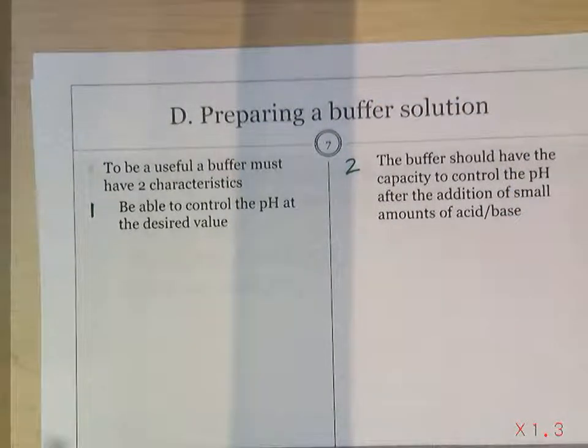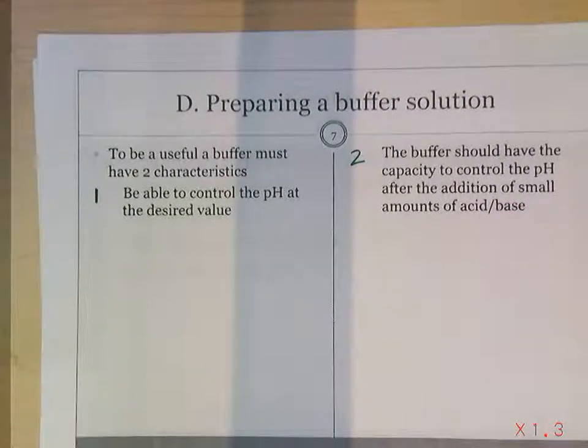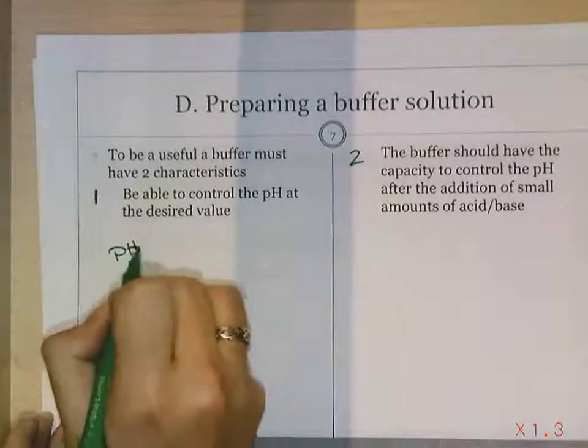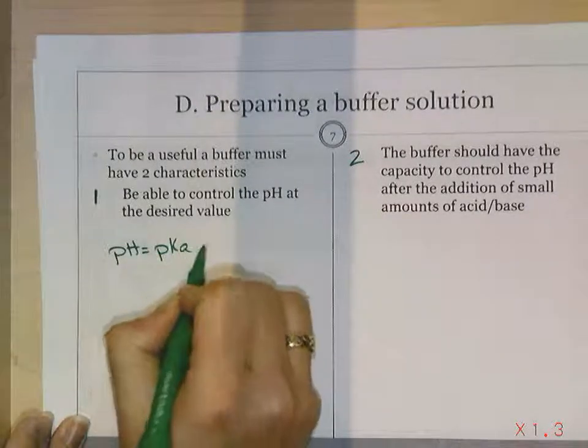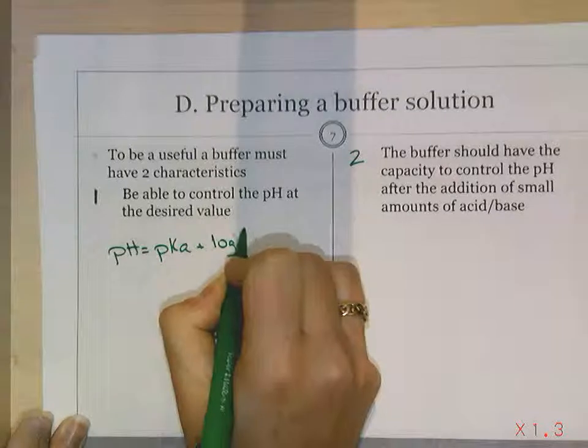First thing is that the point of a buffer is to be able to control the pH of a solution. So when I add a little bit of acid to it, the pH doesn't change. If I add a little bit of base to it, the pH doesn't really change. So its job is to be able to control the pH at a desired value. All right, so using our same equation, we can think through how that works.